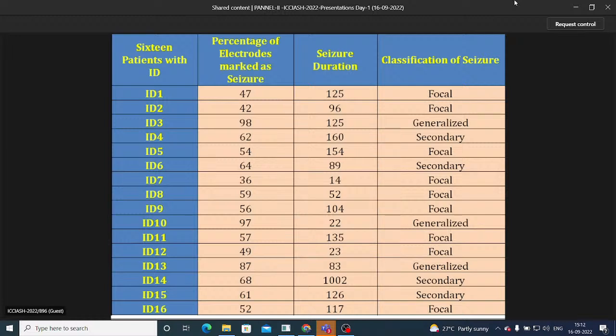So if out of 100, 47 electrodes are placed, then we mark it. If fewer electrodes are showing up in a seizure, we mark it as a focal seizure. If more electrodes are showing up in a seizure, we mark it as a generalized seizure. And a secondary seizure is where 40% to 80% of electrodes are marking a seizure, and if there is a difference in time, then we mark it as a secondary seizure.